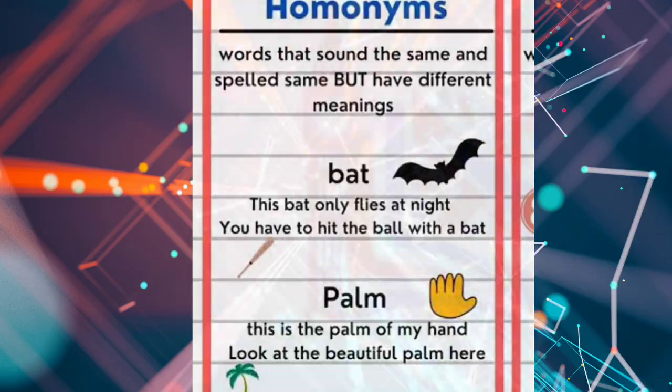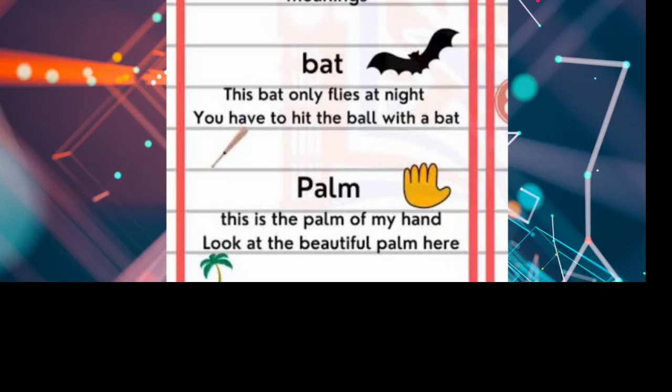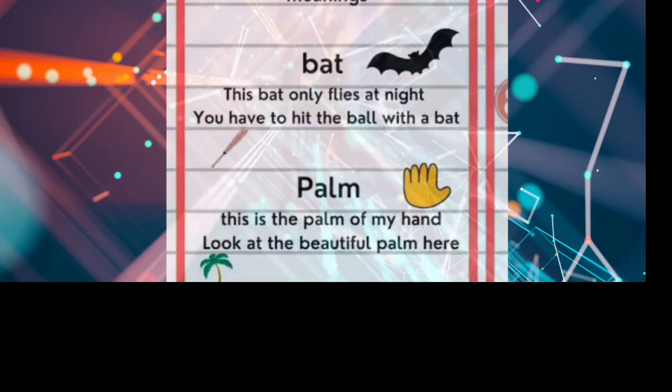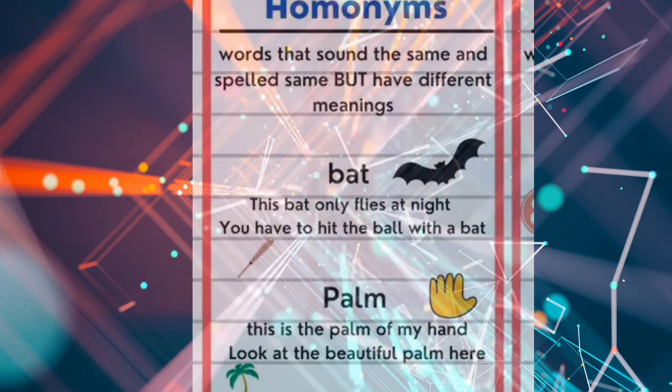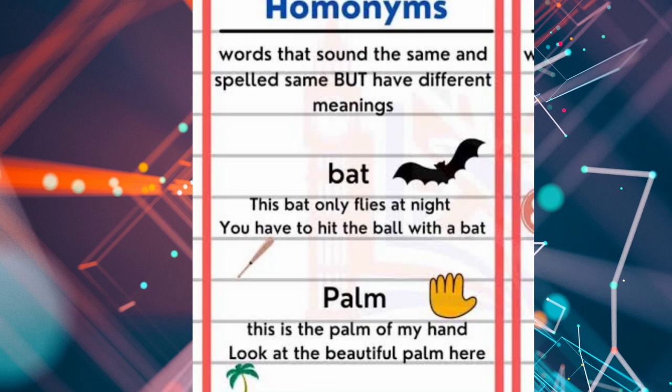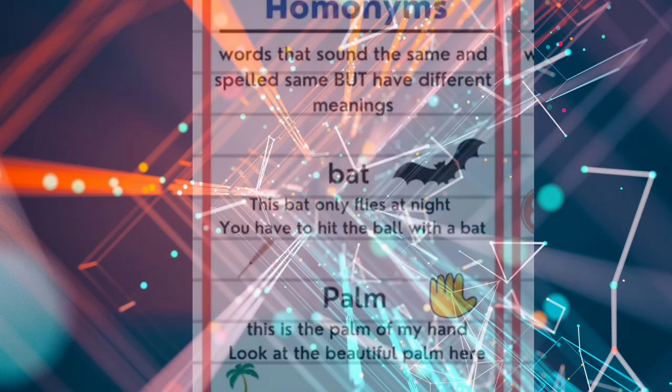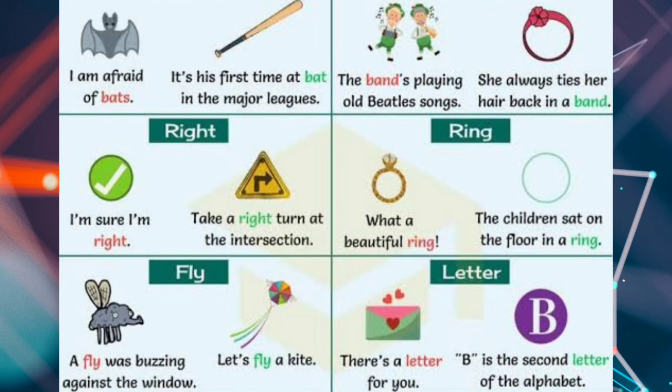Example, the bat only flies at night. You have to hit a ball with a bat. The first sentence refers to the animal, which is a bat, while the second one refers to equipment used in sports. I am sure I am right and take a right turn at the intersection. Though they have the same spelling, R-I-G-H-T, and are pronounced the same, they have different meanings.